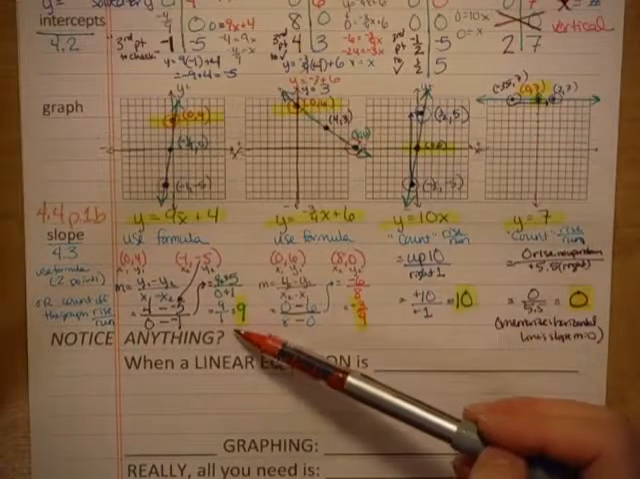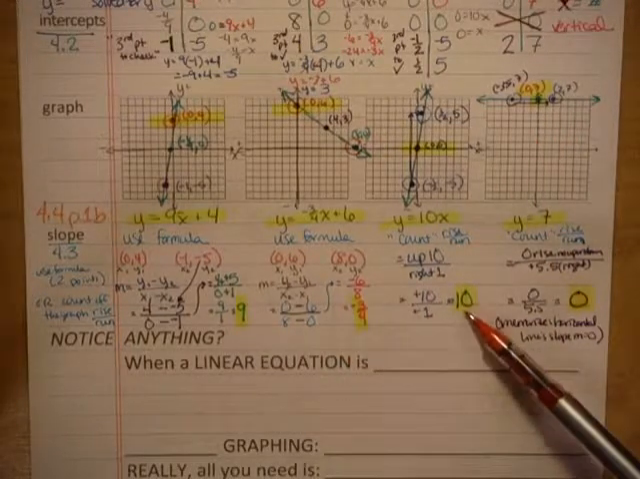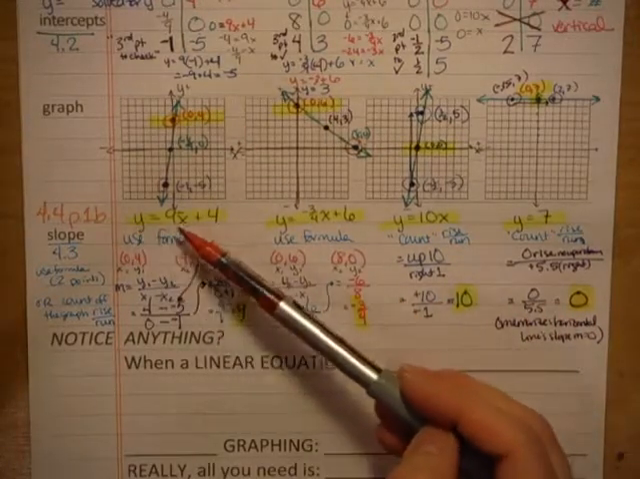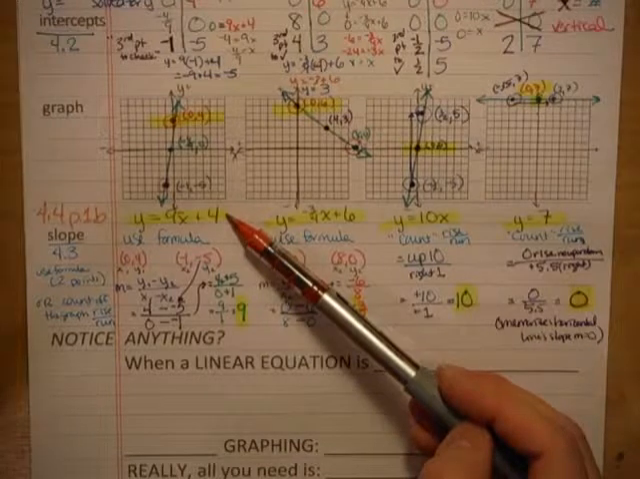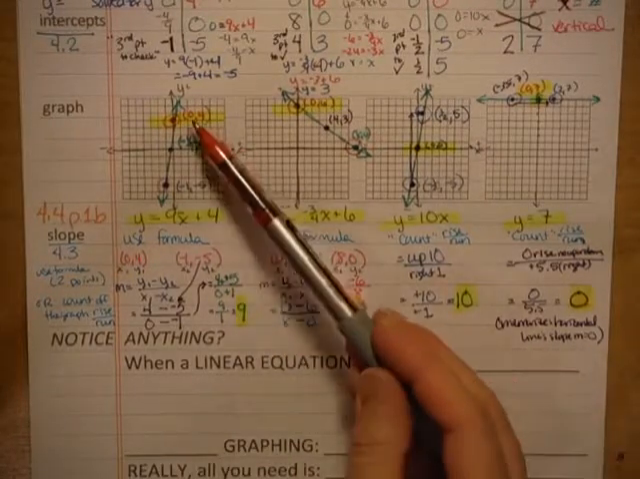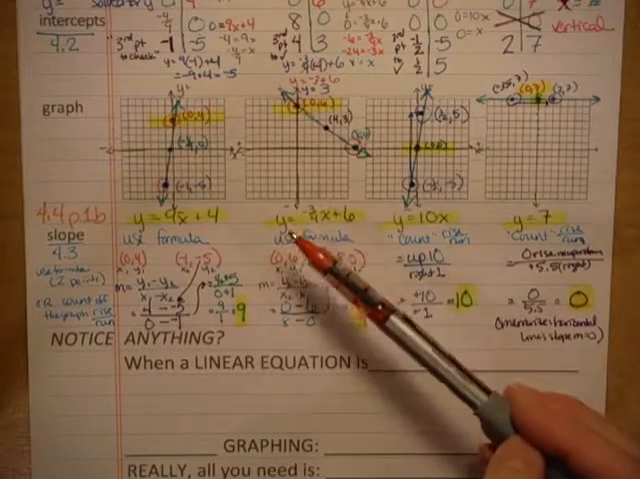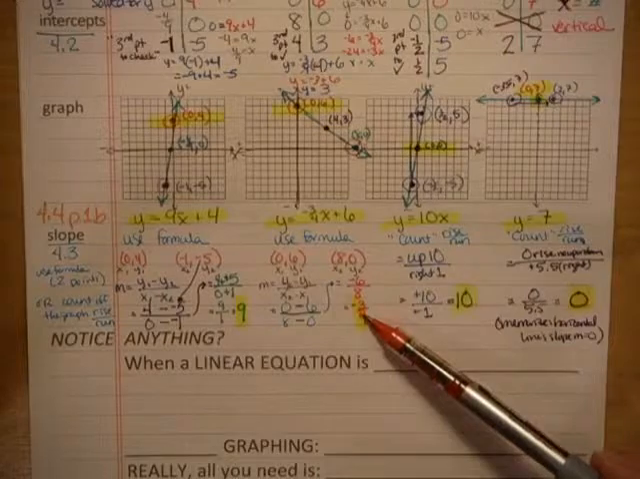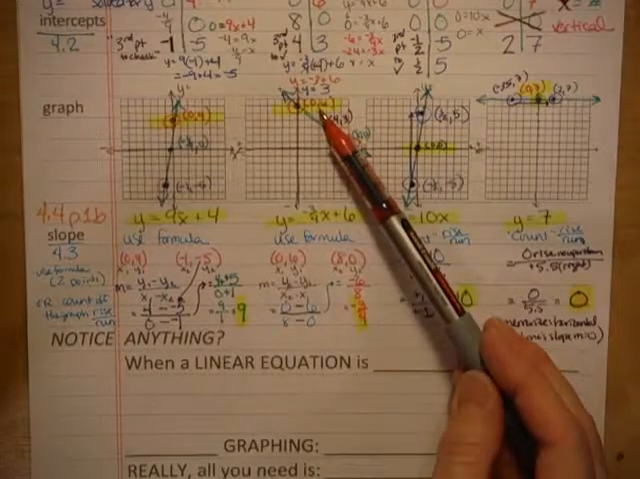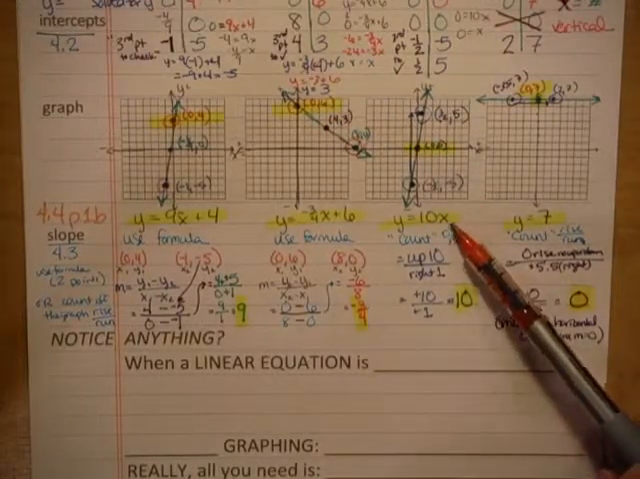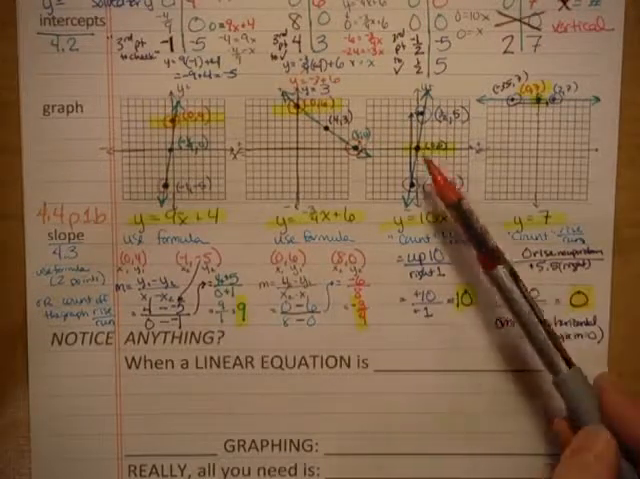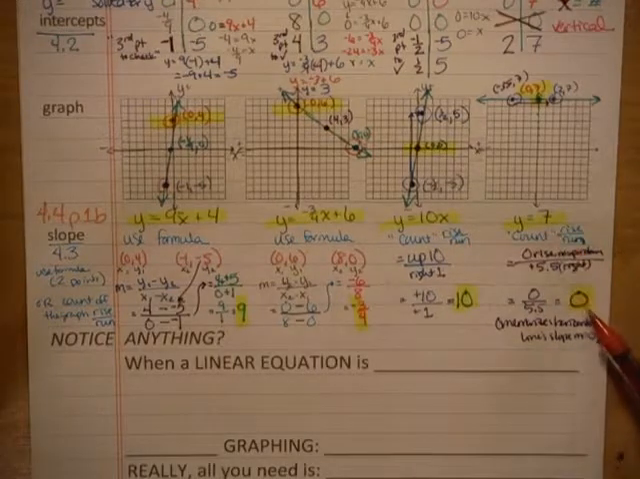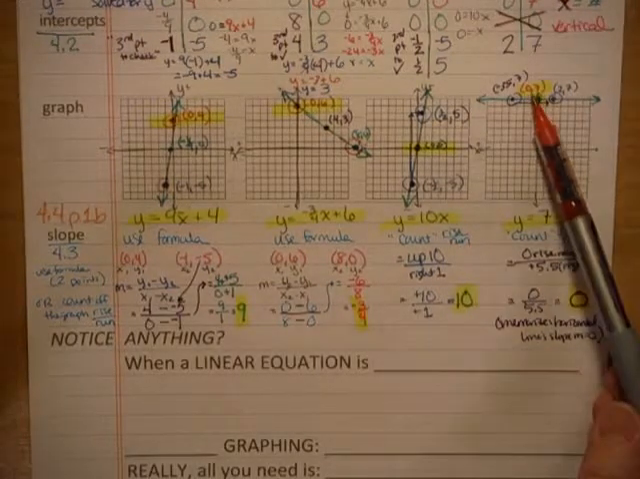You look at the slopes, 9, -3/4, 10, 0. And you look at the equation that goes with both of those. Y equals 9x plus 4. Slope of 9, intercept of (0, 4). Y equals -3/4x plus 6. Slope of -3/4, y-intercept of (0, 6). Y equals 10x. Slope of 10, intercept of (0, 0). Y equals 7. Slope of 0, intercept of (0, 7).